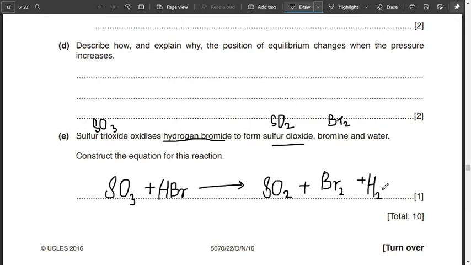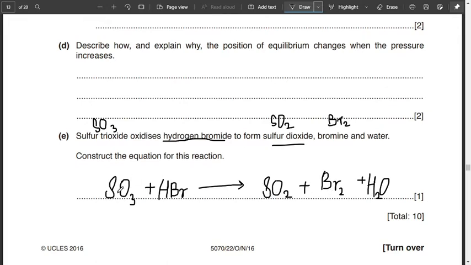Alright, so now we're gonna balance this equation. How to balance it? If we look, we have 2 Brs over here, we have 1, 2, 3. So oxygen is already balanced since we have 1, 2 and 3. Sulfur is 1 on both sides.